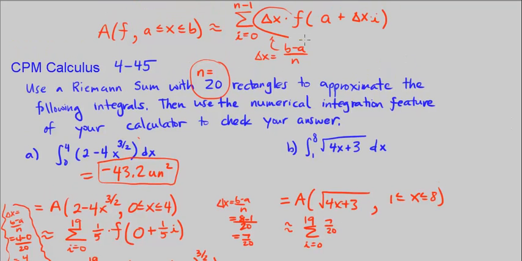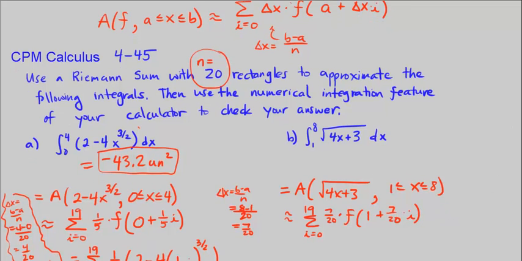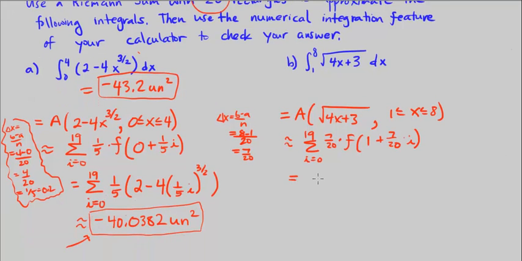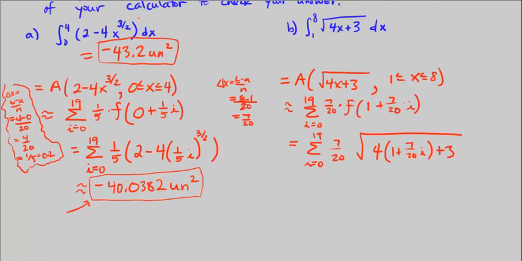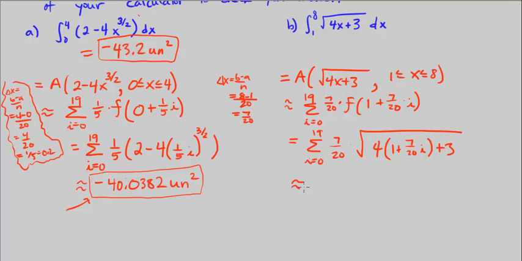And again, I'm going to just be copying this, times the function starting at a. Now a is going to be 1, plus delta x, 7 over 20, times i. Alright, so that is how we approximate it. We plug this in again. It's going from i equals 0 to 19, 7 over 20. Now I'm going to plug this into the function. So that's going to be times the square root of 4, and instead of x, we have 1 plus 7 over 20i, plus 3. Okay, so I'm plugging it into our function. Now I can go ahead and put it in our calculators. Let's do that.